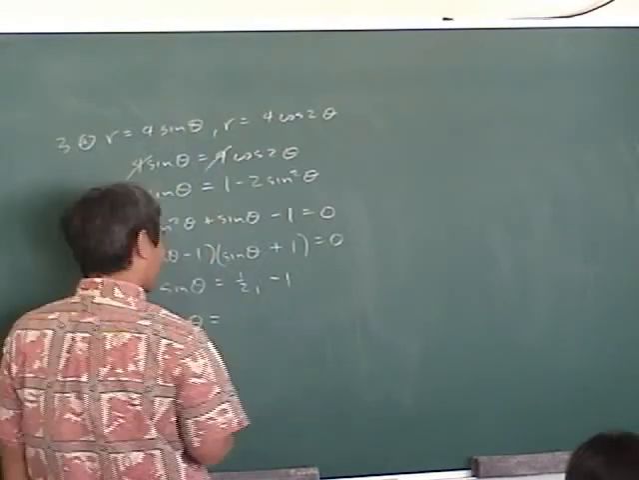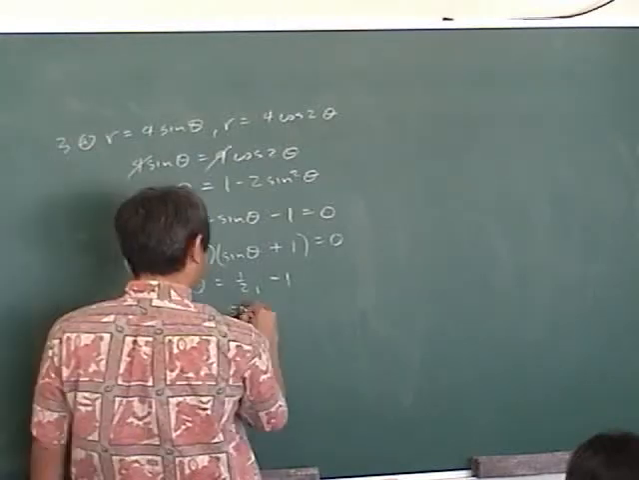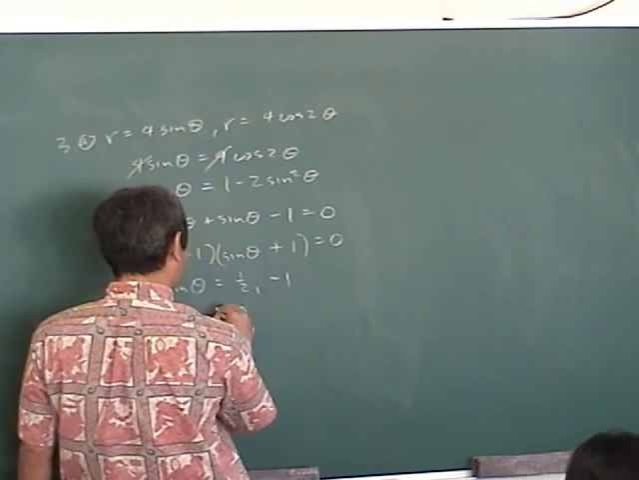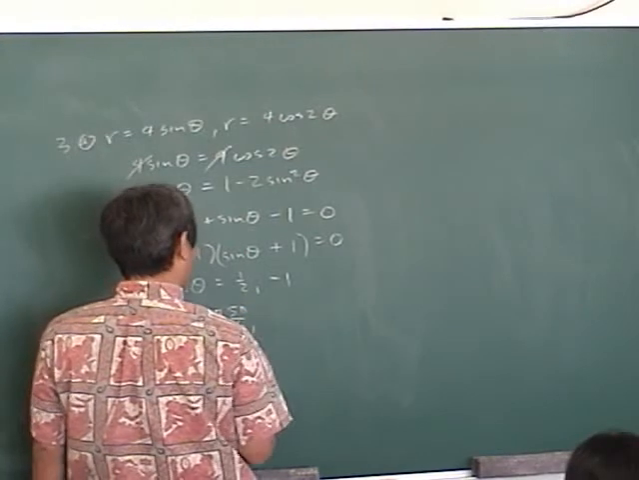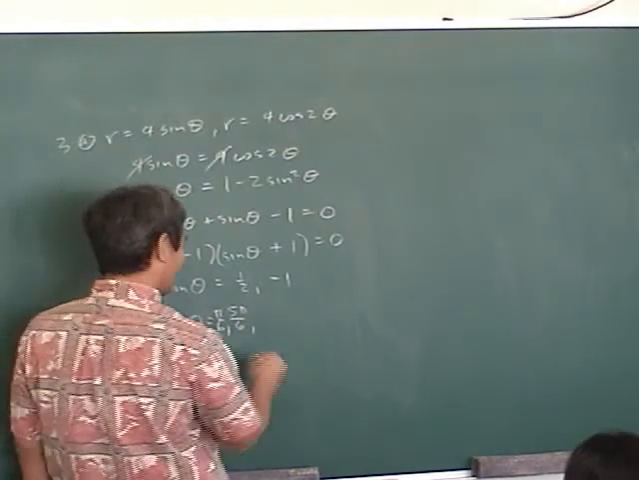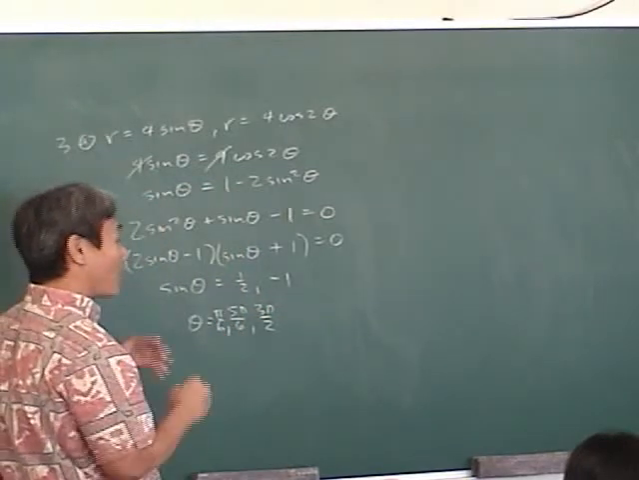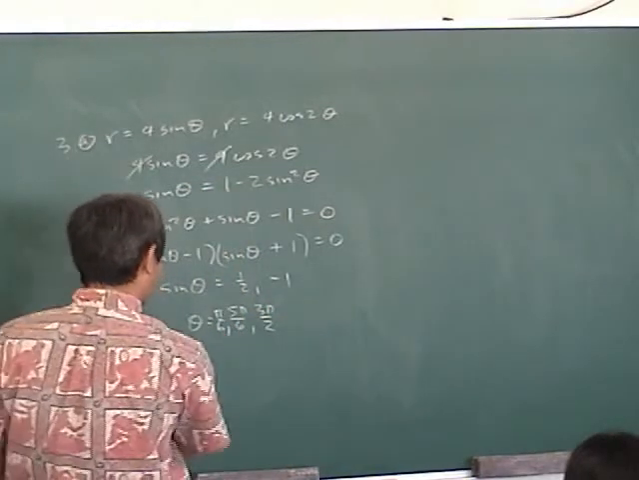Sine of what angle is 1/2? 5 pi over 6 and pi over 6. I don't know why they put pi over 6 first. And then sine of what angle is negative 1? 3 pi over 2. Now, we have to find points of intersection. These are just the theta coordinates now.